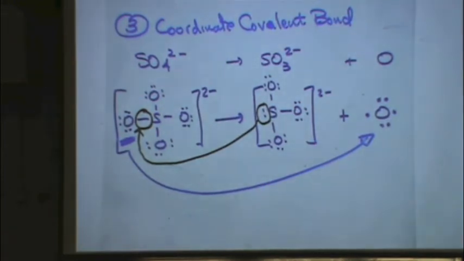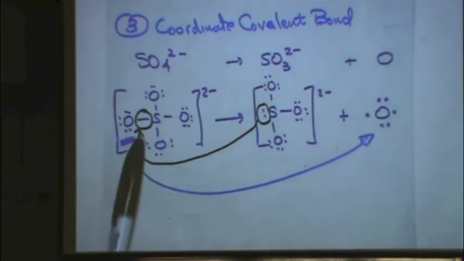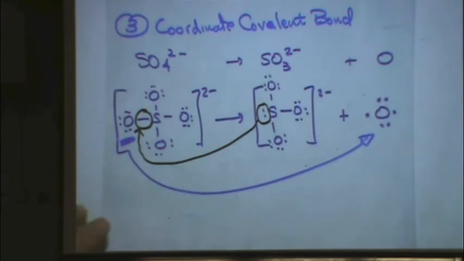So all the electrons are contributed by the sulfur, but the sulfur and the oxygen equally share them when they make the sulfate. Okay? So this is a coordinate covalent bond, and often a coordinate covalent bond will be between an oxygen atom and another nonmetal. Typically, those will be coordinate covalent bonds.